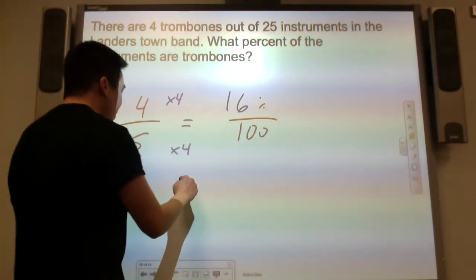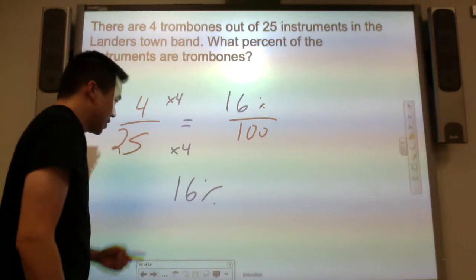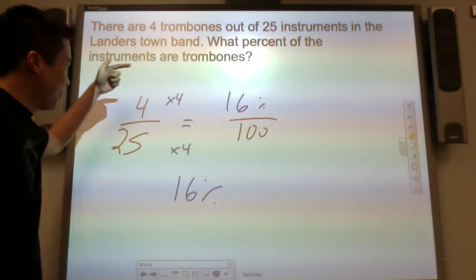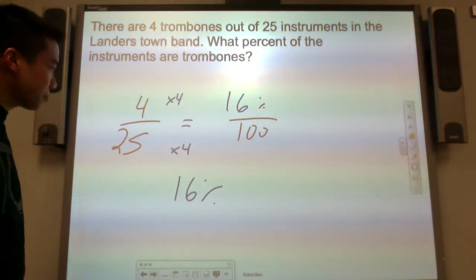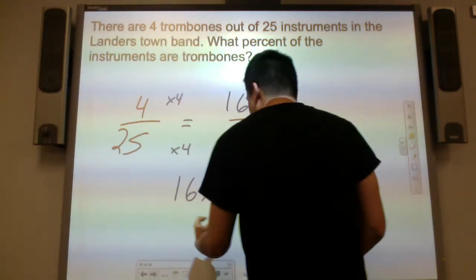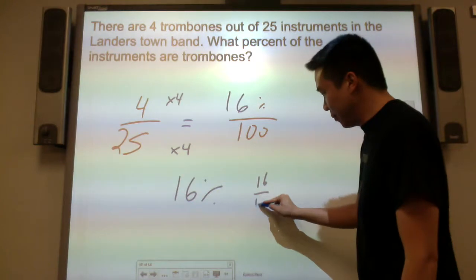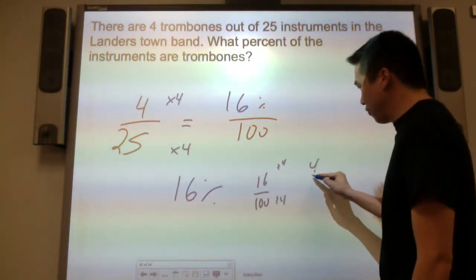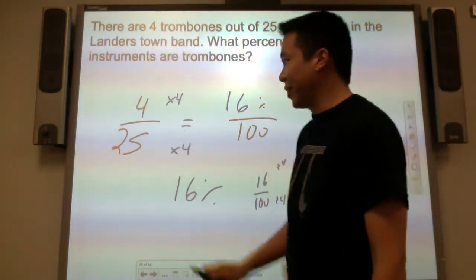So what percent of it is 16%? 16% is the same thing as saying 16 per 100, which is the same thing as saying 4/25. To check your work, what does percent mean? Per 100. If you broke this down by dividing by 4, you get 4/25. And there you go, right there.